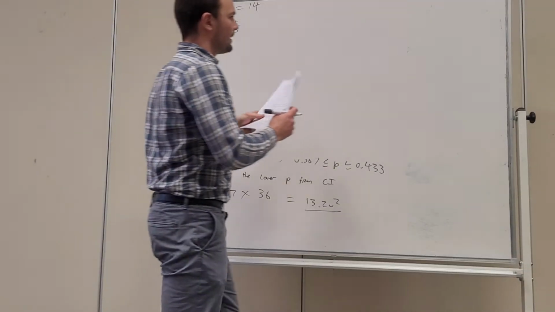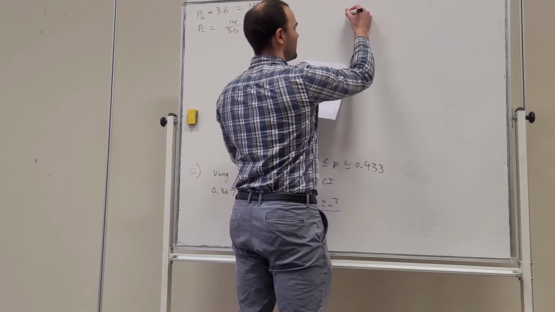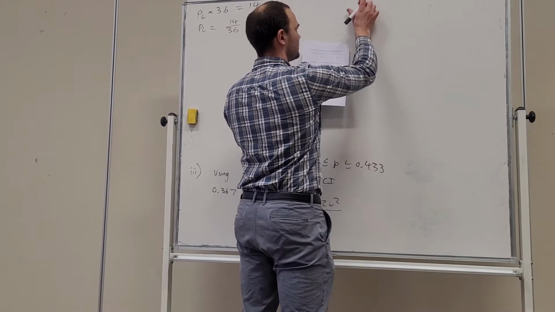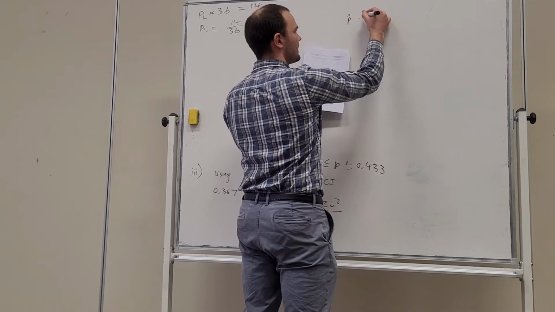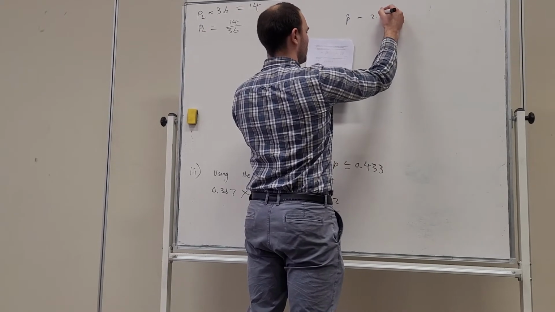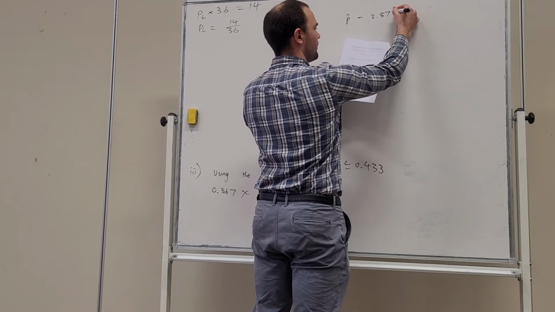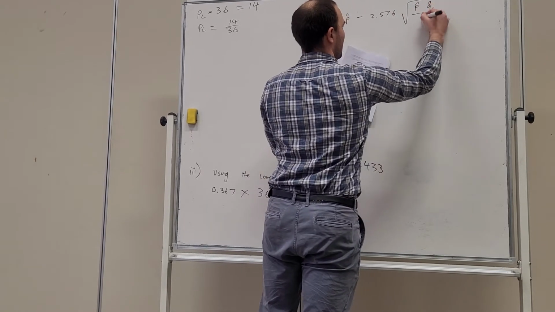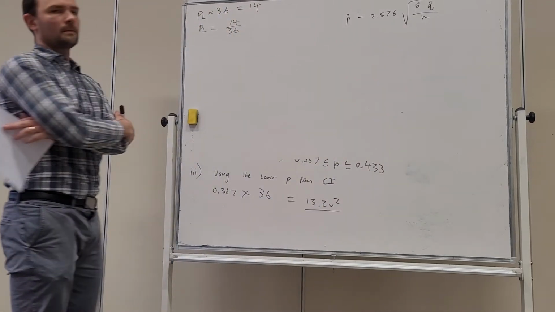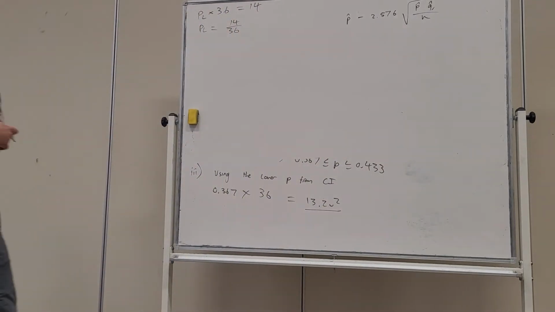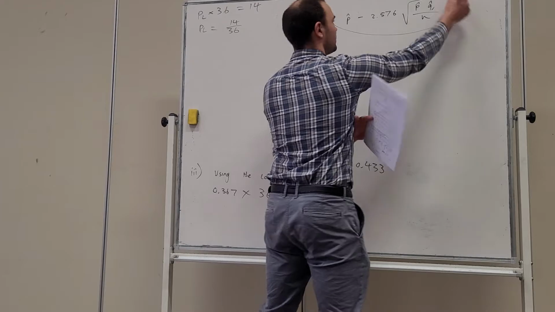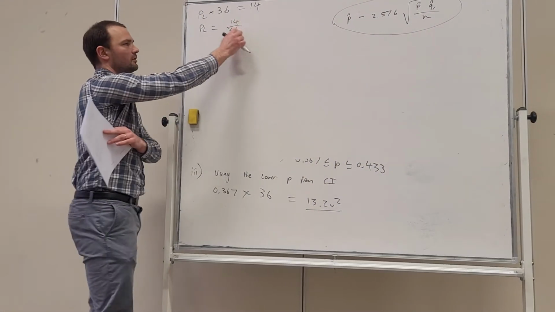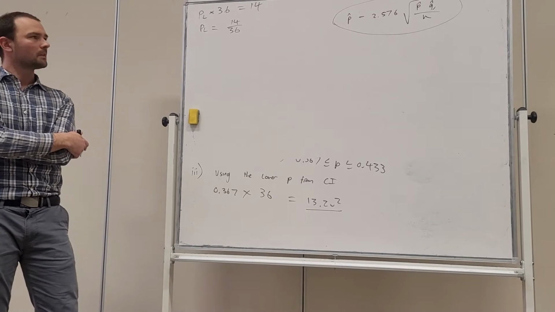And so let's think about our confidence interval then. Remember, for a 99% confidence interval, it's P hat take 2.576 times the square root of P hat Q hat on N. This here is the lower end of the confidence interval, and this is what it has to equal, 14 on 36.